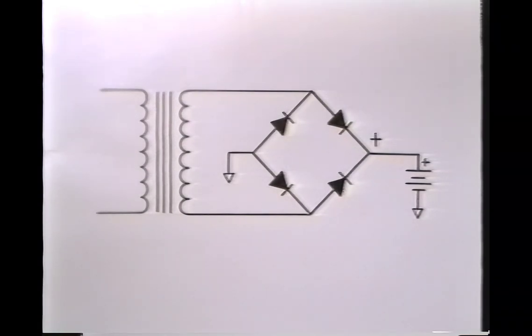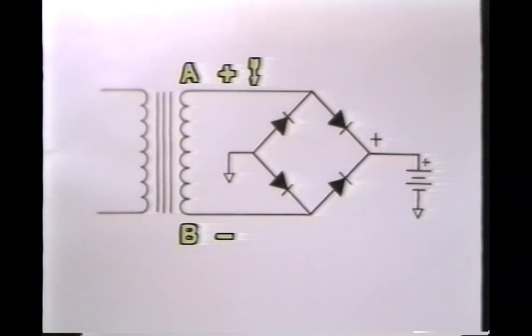Let's trace the current flow when point A is positive and point B is negative. The current flows from point A to the junction of these 2 diodes. But which diode will conduct the current? Well, obviously the diode on the left is pointed the wrong direction against the current flow. So in this case, the current will flow through the diode on the right and through to the battery, giving it a little charge, and through to ground. The return path is from ground and again to the junction of these 2 diodes.